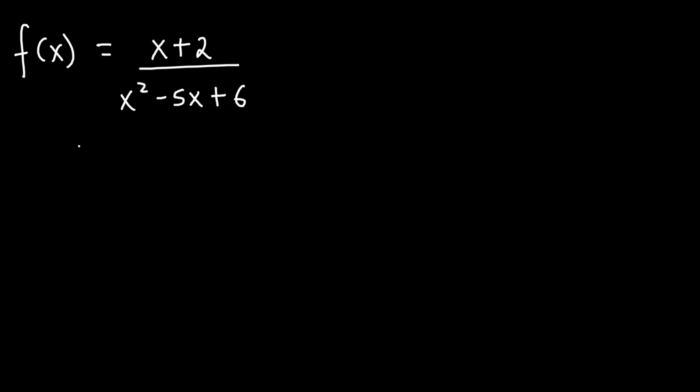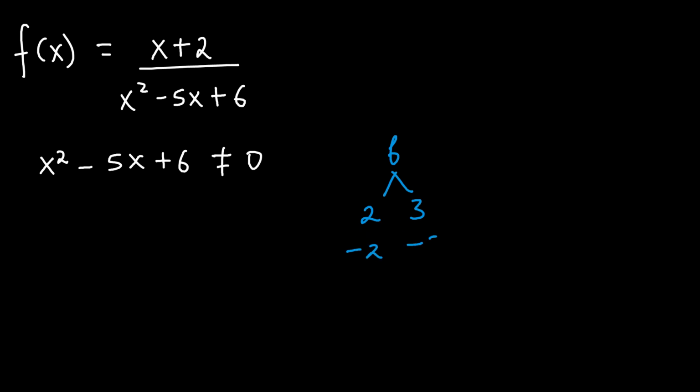Now we try out this. Find the domain of the rational function x plus 2 divided by x to the power of 2 minus 5x plus 6. Once again, we know that x to the power of 2 minus 5x plus 6 cannot be equal to 0. Now this time we have a quadratic, and to solve it, we need to find two numbers that multiply to positive 6 and add up to negative 5. The numbers that multiply to 6, we can have 2 and 3. And we can either have positive 2 and positive 3, or negative 2 and negative 3.